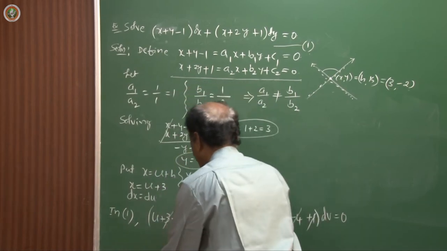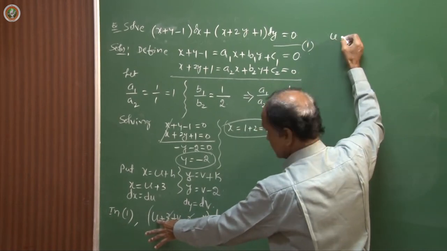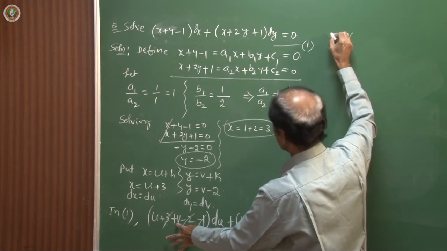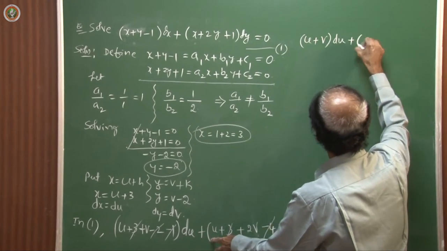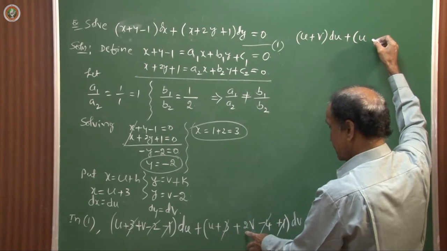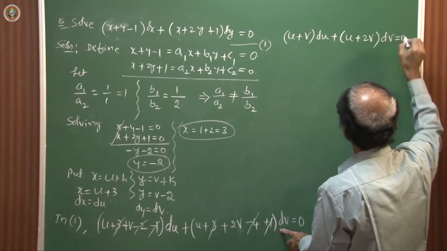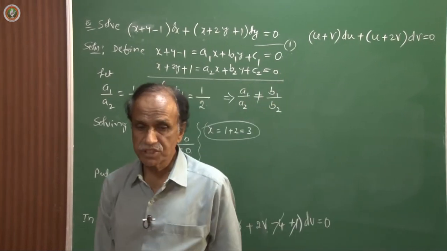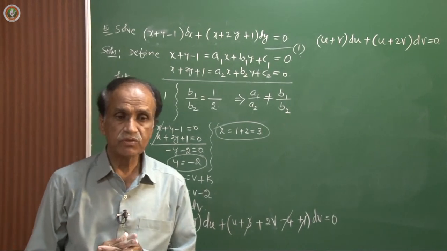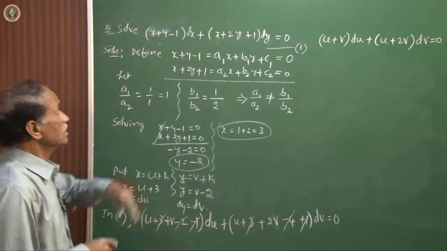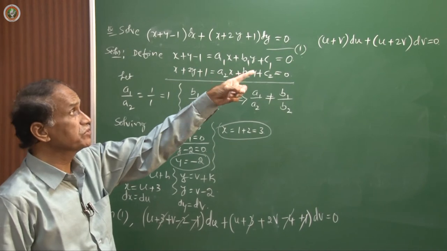What is that? The final simplified form is: u plus v, with du, plus inside the bracket u plus 2v, and outside the bracket dv, equal to 0. Check this differential equation. You have got a completely different type of differential equation, because you were given the differential equation with the symbols as x and y, that means variables x and y. Now you got the step in terms of u and v.